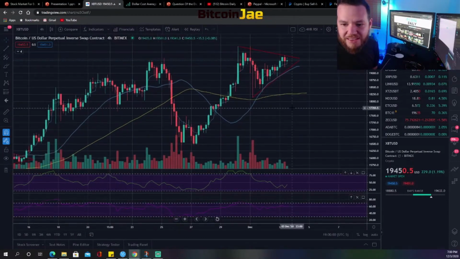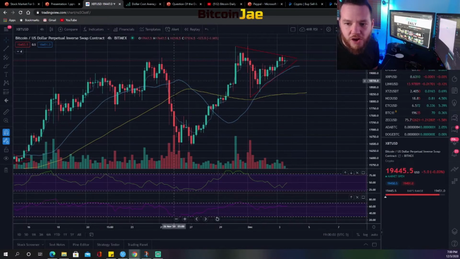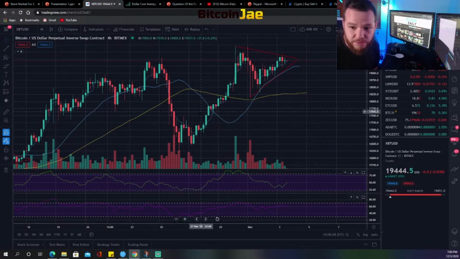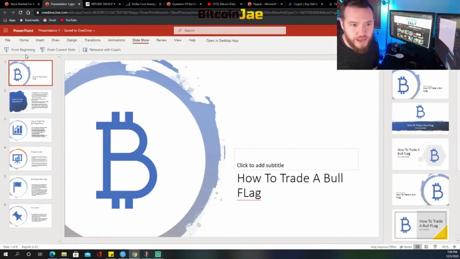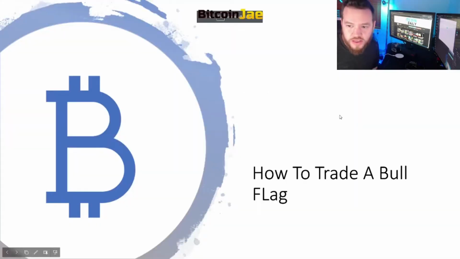We're just looking at this. We have the chart up on Bitcoin. You guys can see right currently it's at 19,444, and we have what looks like a bull flag, right? So let's talk about that. Let's jump right in. Let's go ahead and launch this.